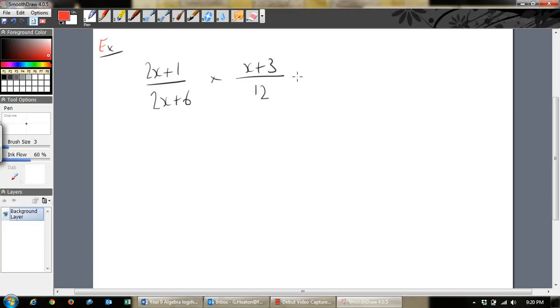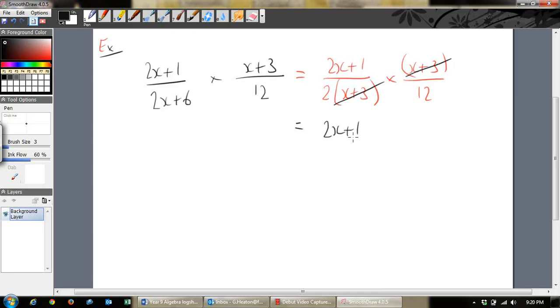So let's have a look at this. That would be equal to 2x plus 1 over, if I take a factor of 2 out of there, 2 bracket x plus 3. And we've got this x plus 3 up there, so I'll put a bracket there so that it looks more like something you can cancel. We've got a factor of x plus 3 there and a factor of x plus 3 there, so now we can quickly do the answer. 2x plus 1 times 1 is just 2x plus 1 on the top line, and on the bottom line 2 times 12 is 24, and there's your answer.